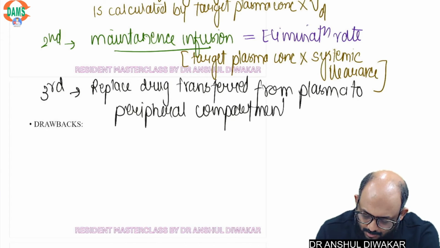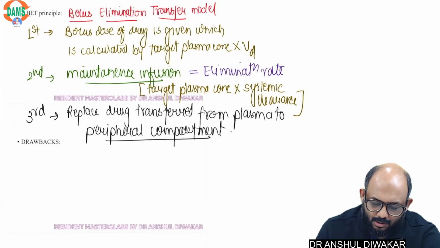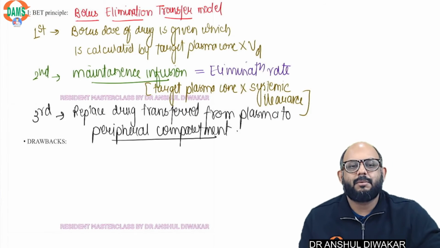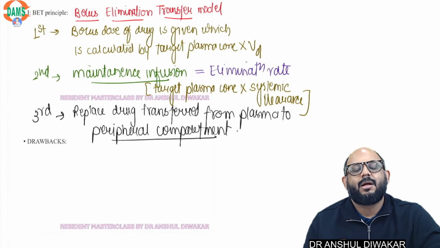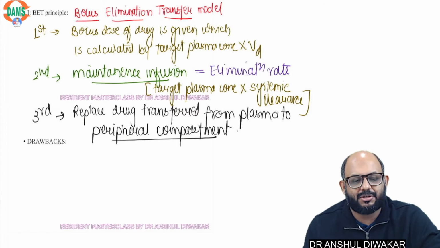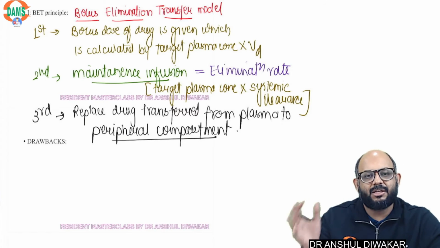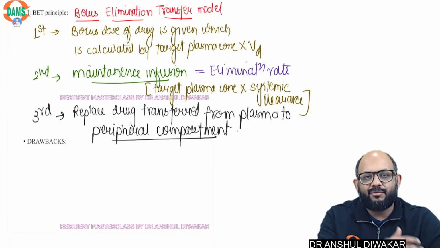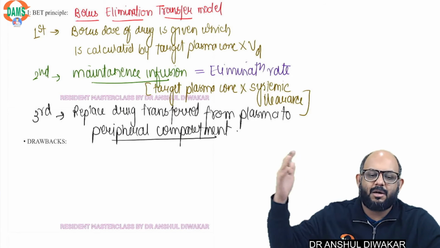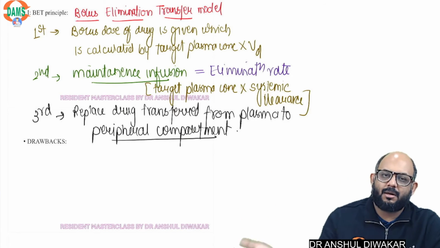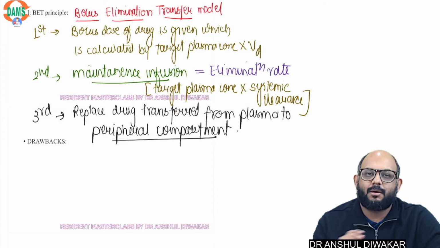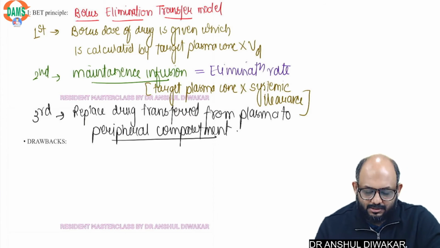So suppose you are giving a drug using the BET principle. Then what will happen? The rate of infusion of maintenance will decrease exponentially, finally reaching zero when there is an equilibrium between the drug that you are giving versus the drug that is going from plasma to the peripheral compartment and the drug that is coming from the peripheral compartment to plasma. When there is equilibrium, the drug infusion rate will become 0.